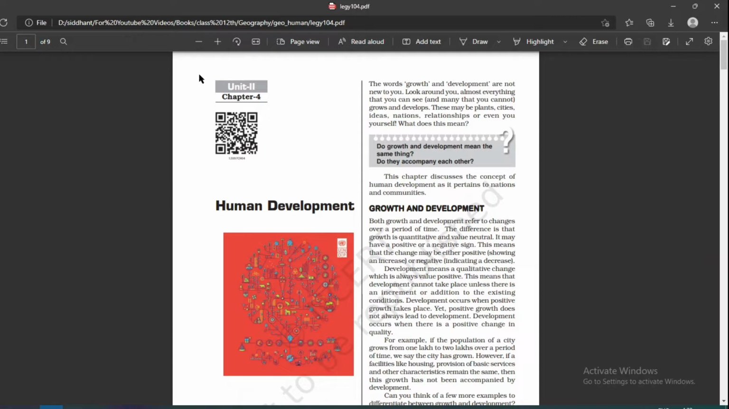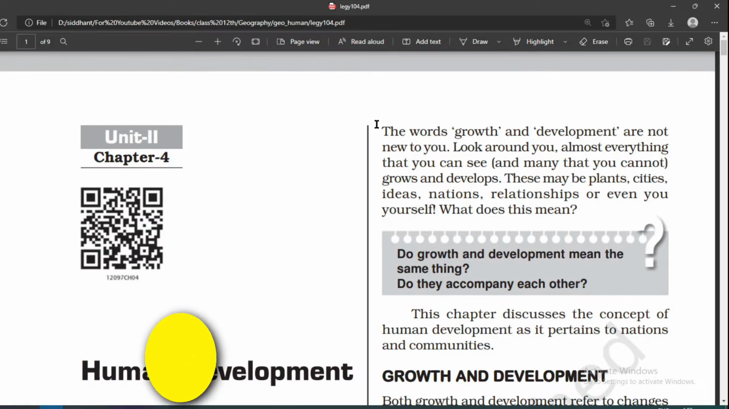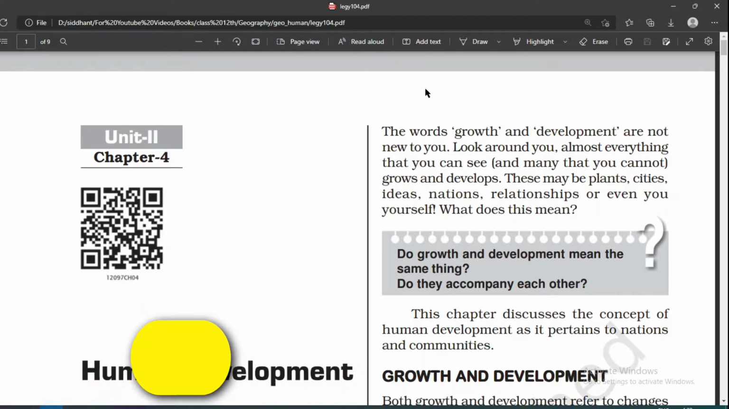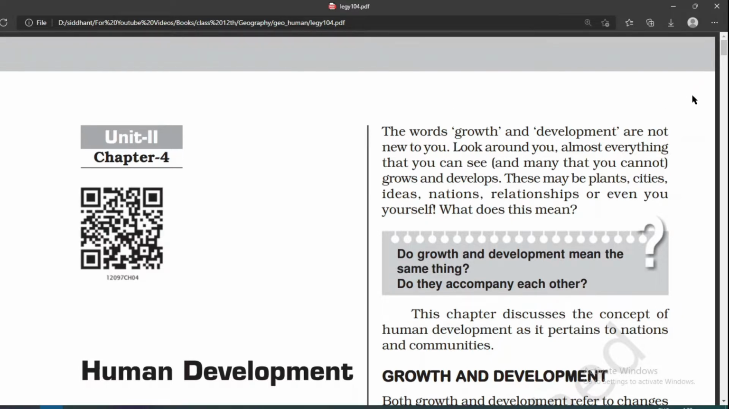The words growth and development are not new to you. Look around you. Almost everything that you can see, and many things that you cannot, grow and develop. These may be plants, cities, ideas, nations, relationships, or even you yourself. What does this mean? Do growth and development mean the same thing? Do they accompany each other?